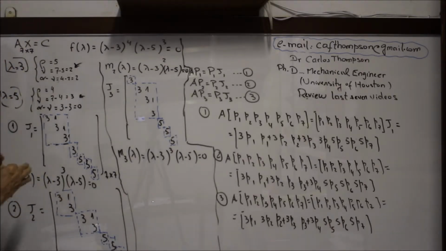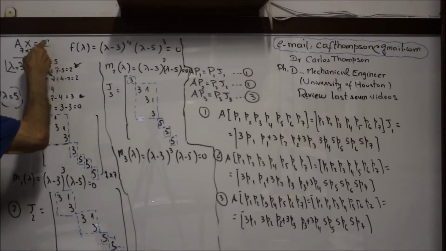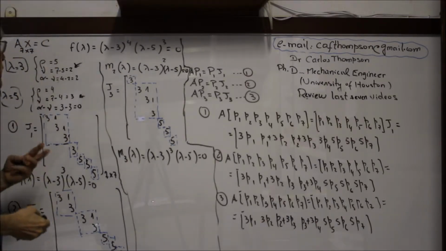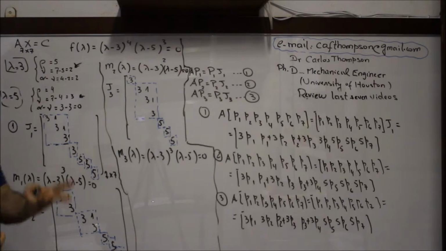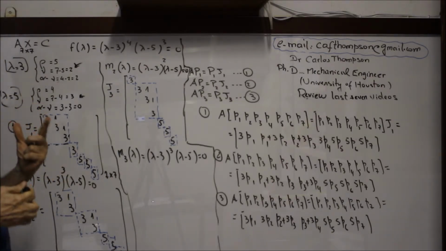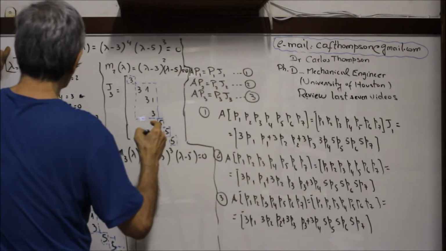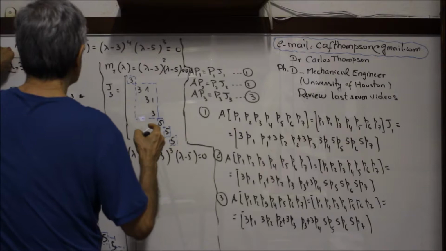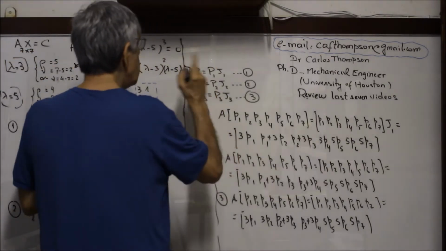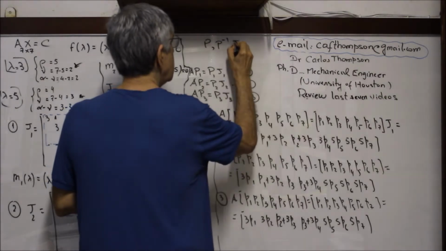Now, what do you want? We want to solve AX equals C. So we need 3 parameters in this case. Always. To get the solution of this system of linear equations, we want P inverse and J.